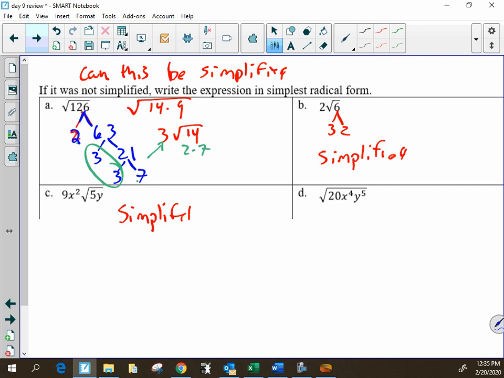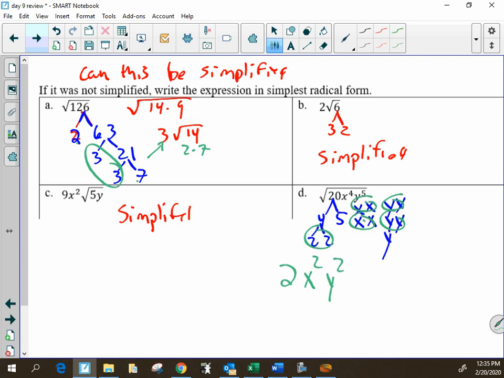And it's the same thing here for D. This is 4 and 5, which is 2 and 2, and x, x, x, x, and y, y, y, y, y. So we find things that pair. And when we pair them, we write them once outside each. But I had 2 pair of x's, so that's x squared, and I had 2 pair of y's, so that's y squared. Then what didn't get partnered stays behind, and that's that.